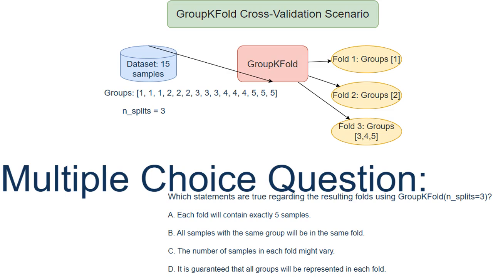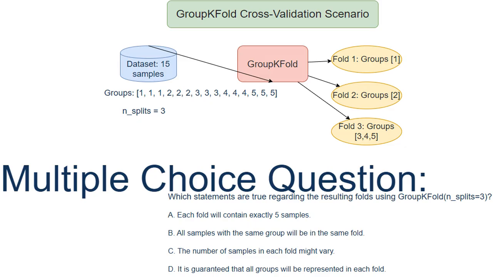This statement explores whether the number of samples in each fold could differ. Remember, GroupKFold aims to keep samples from the same group together. In our scenario, each group has 3 samples, and we have 3 folds. Therefore, each fold will receive exactly 1 group, resulting in 3 samples per fold. So, this statement is false.